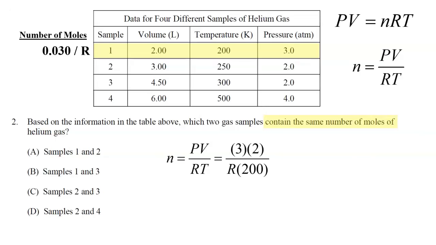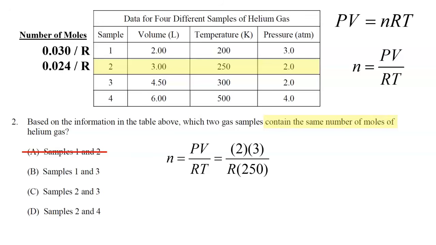Let's move on to sample 2. So pressure times volume would be 2 times 3 on the top, and on the bottom it's R times T, so R times 250. Now 6 divided by 250 gives me a value of 0.024 on my calculator. So 0.024 over R, that's a different mathematical expression, so I already know that I can eliminate choice A, because samples 1 and 2 do not give me the same mathematical expression.